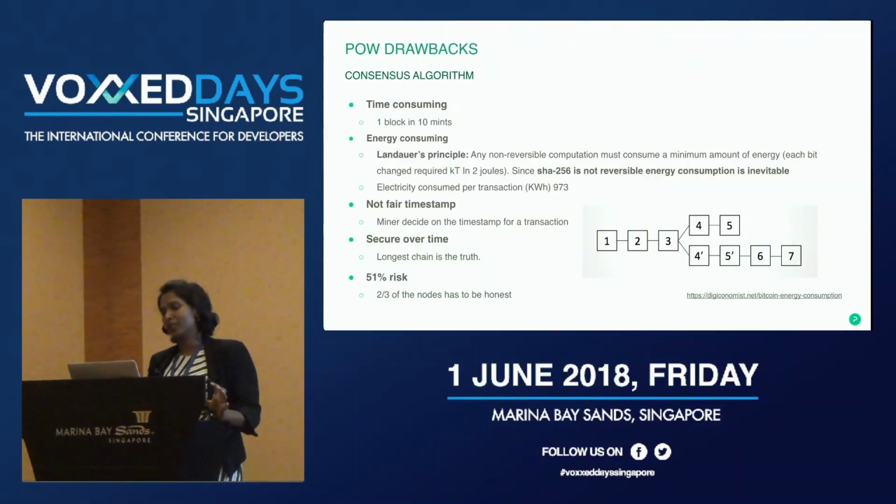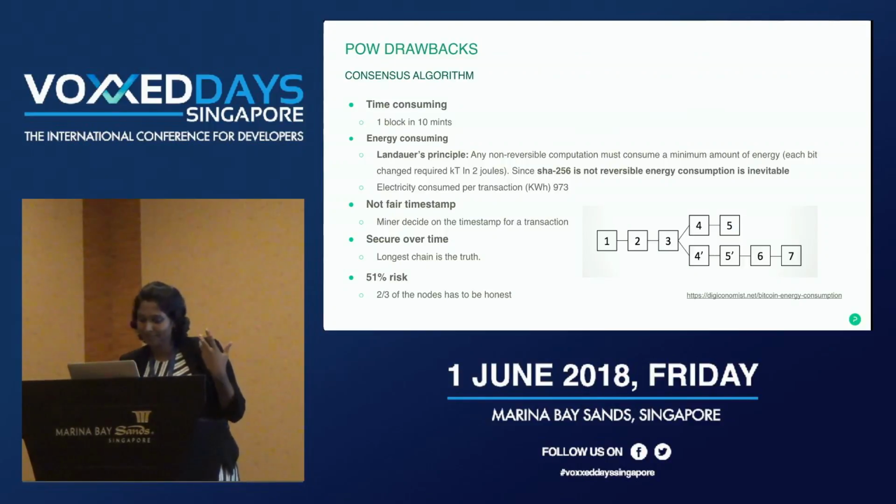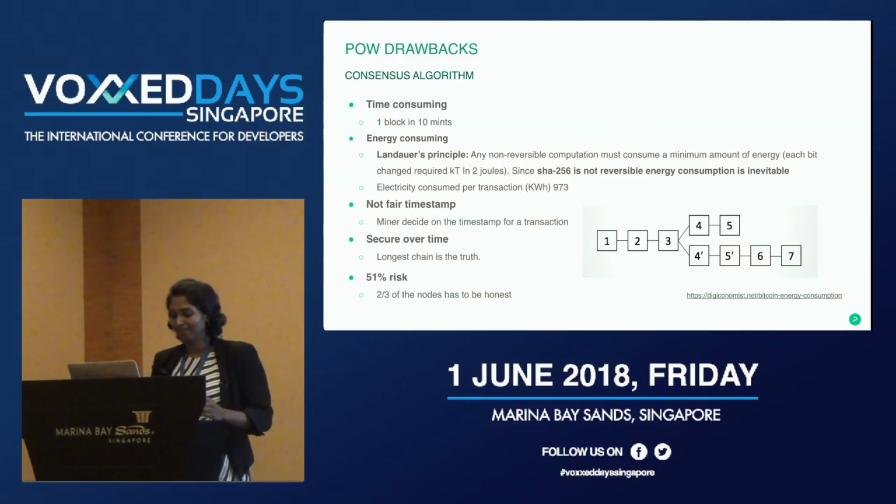As you can see, this algorithm is very time consuming. It is used in Bitcoin, and as of now it takes around 1 minute to add a block into the ledger. So it's a very time consuming process, and it's also energy consuming. Why? Because SHA-256 is irreversible.